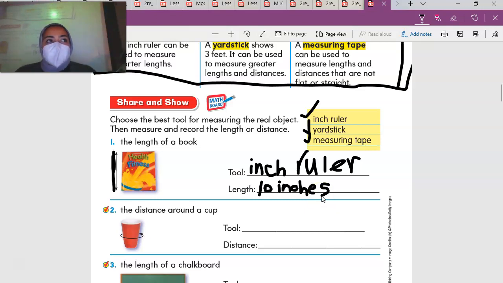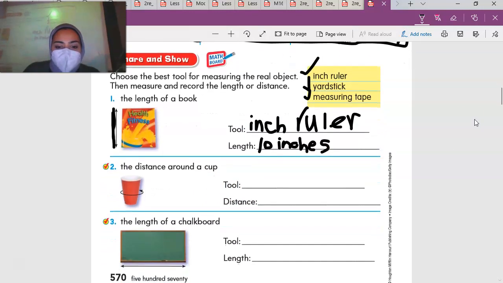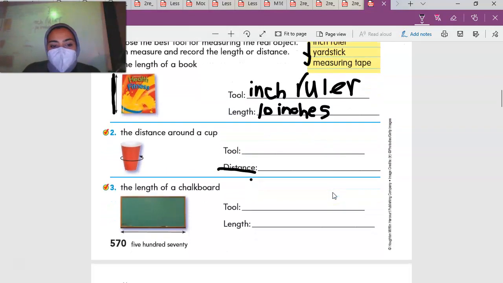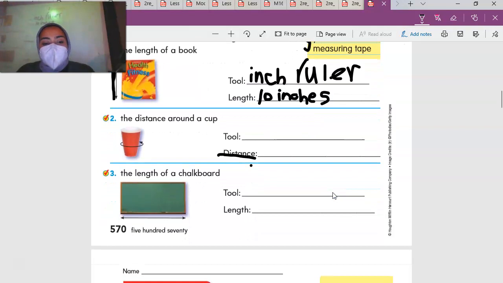Number 3, the length of a chalkboard. What are we going to use? A yardstick. And the length of the board, we're going to try. From here to here is 40. And then from here to here is 30. And 40 plus 30 is 70. So the length of our Promethean board is 70 inches wide. You can just write 70 inches. That's fine.